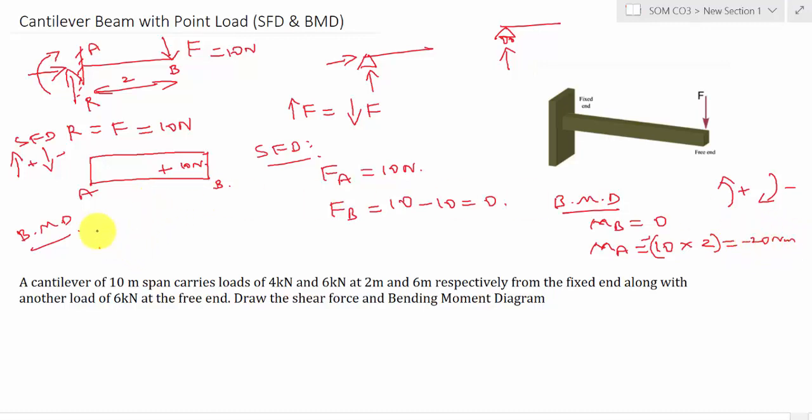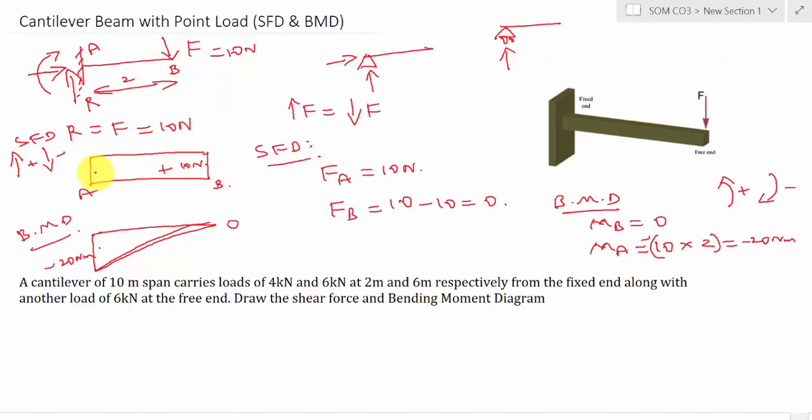Now we draw the bending moment diagram. Here the bending moment is 0, and at point A we have a bending moment of minus 20 Newton meter. In the case of a point load, the bending moment will be an inclined straight line. It's not a curve. Here it's a horizontal line and here it is an inclined linear line. It's not parabolic. So this is all about the shear force and bending moment of a cantilever beam.